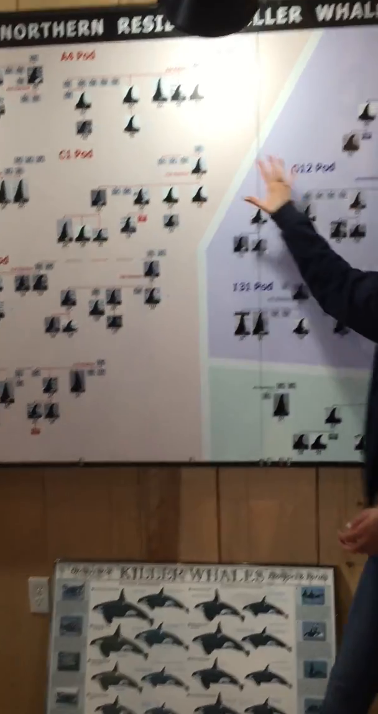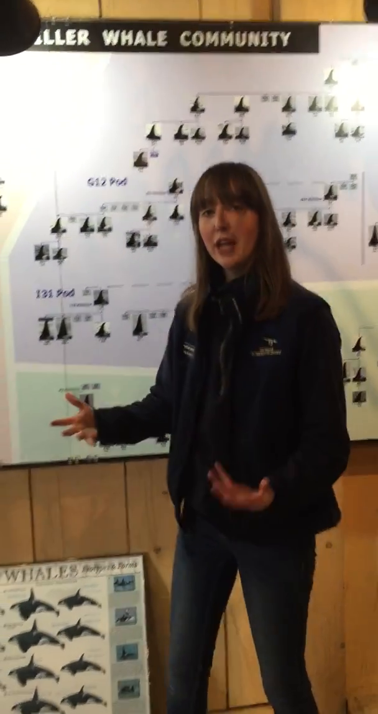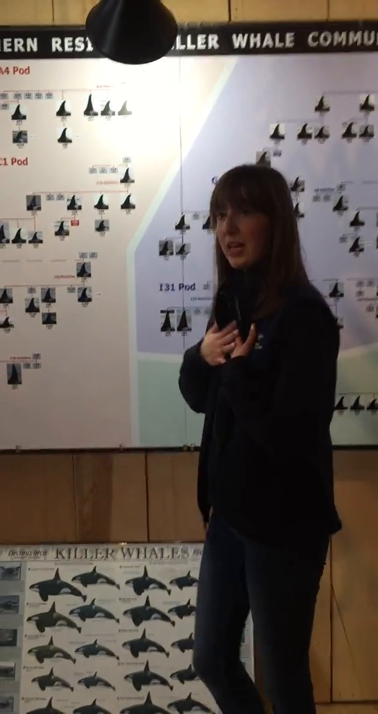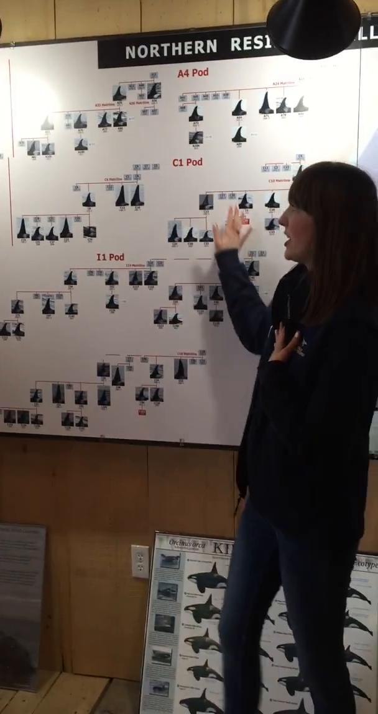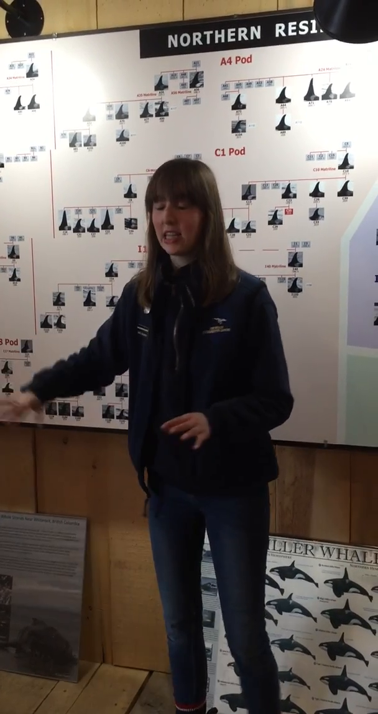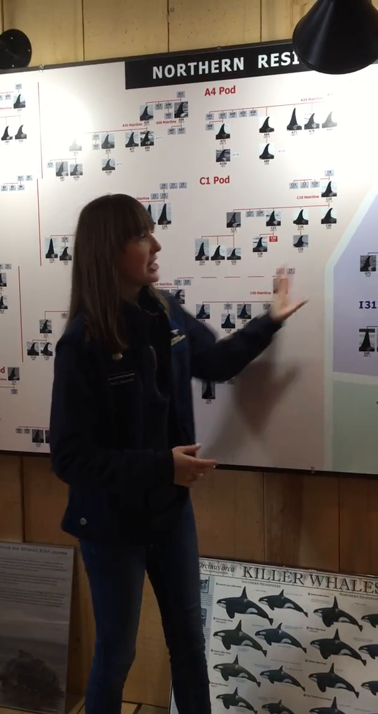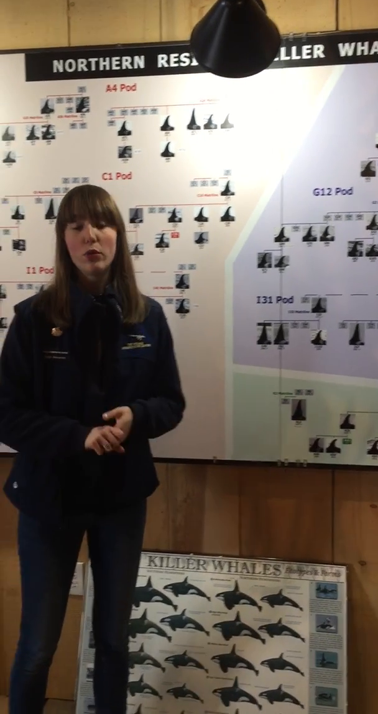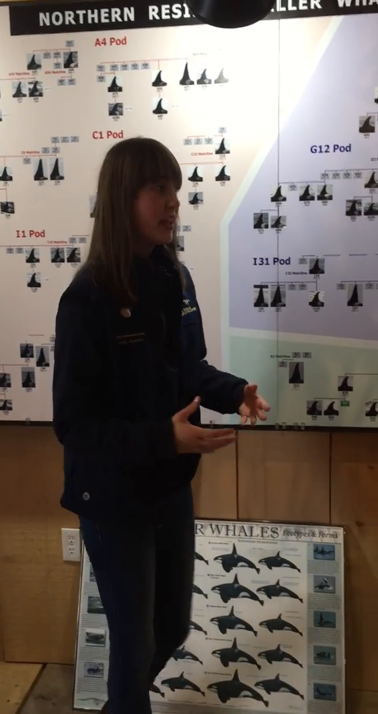So we have clans. Clans are these 3 color zones on the board, and these are language groups. So this means that if I'm an A-clan killer whale, I speak the same language as everybody else in A-clan, and therefore do not breed with anybody else in A-clan. I'm only going to breed with someone who speaks a different language than me, and this is to avoid inbreeding. So this is a really good solution.